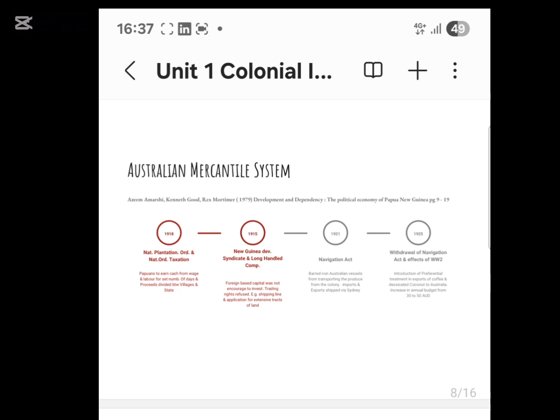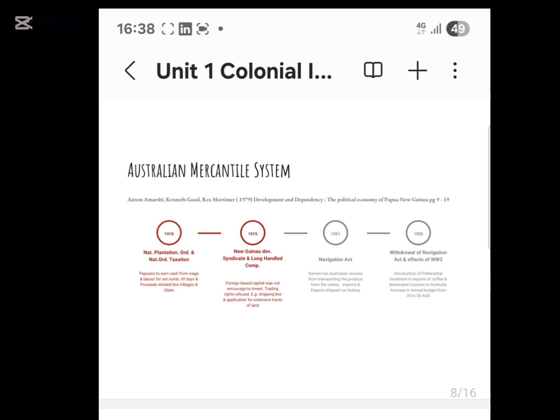Now, why is this important? The 1921 Navigation Act stopped any form of direct export from Papua or New Guinea. Any export generated from Papua or New Guinea territory would have to go to Sydney and then go to the world market.